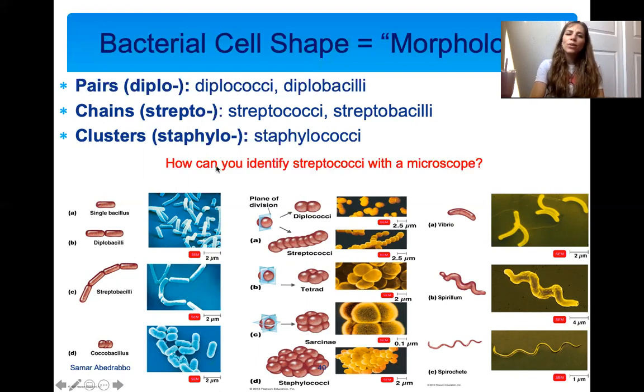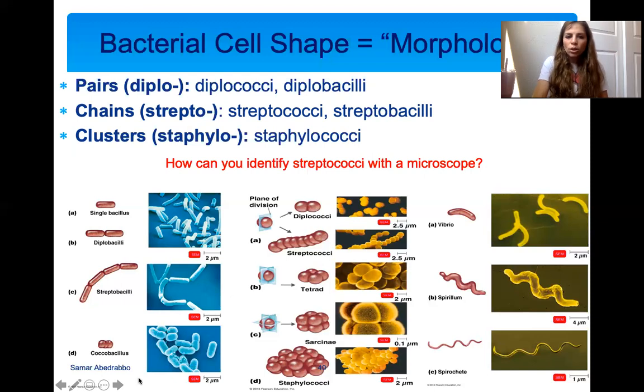And when I show you microscope slides from the lab portion, this will make more sense. So if I asked you what streptococci bacteria would look like with a microscope, just from the name strepto, I know that they're chains, and are they rods or circles? It's coccus, so they're circles. So they're chains of circles. So this right here is what they would look like.